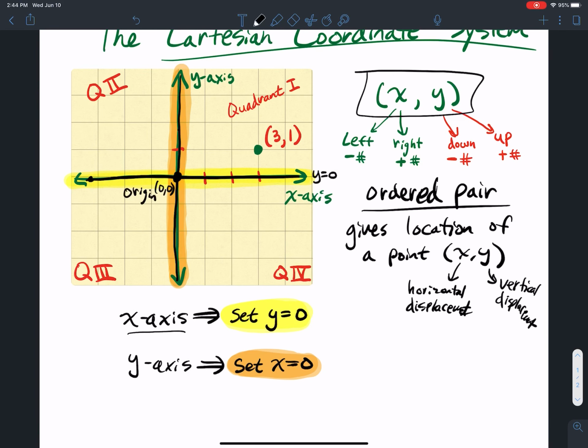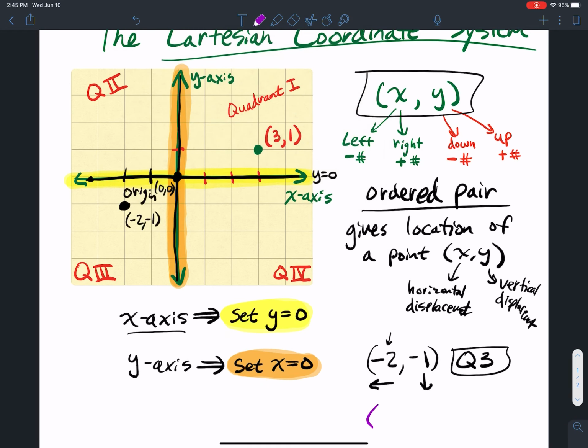So let's plot the point -2, -5. Oh, we can't do that on that graph. -2, -1. So what does that look like? Well, that means I go to the left. So I go left 2 and down 1. So that's the point -2, -1. It's in Q3, quadrant 3. So you might be asked what quadrant you're in.